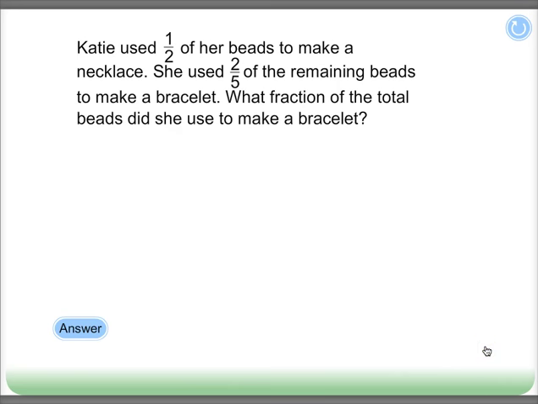Here's our last one for the journal. This is number 4. Katie used 1/2 of her beads to make a necklace. She used 2/5 of the remaining beads to make a bracelet. What fraction of the total beads did she use to make a bracelet? Go ahead and write that one down.